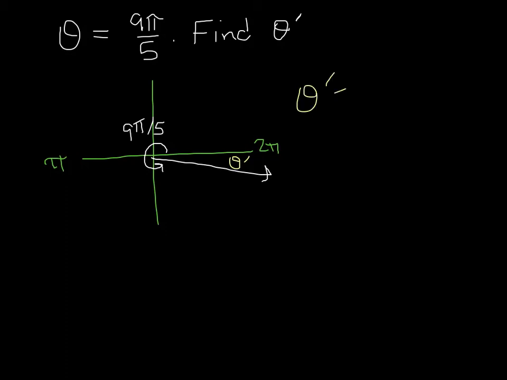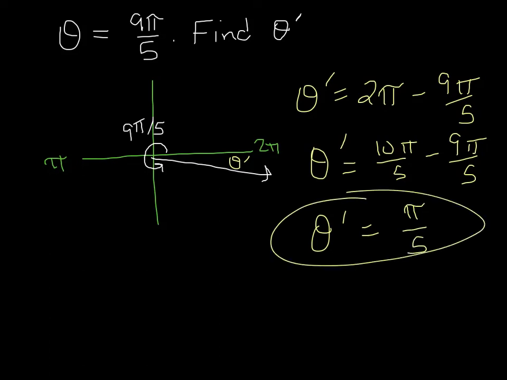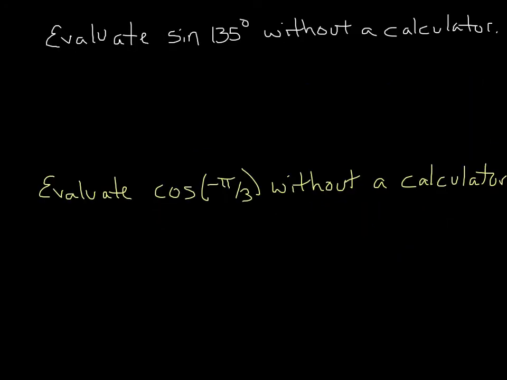So theta prime is going to be 2 pi minus 9/5 pi. You always need to take the larger of the two, the x-axis or the angle I have, and then subtract, because remember, theta prime, our reference angle, always has to be positive and it always has to be acute. 2 pi is the same thing as 10 pi over 5, minus 9 pi over 5, which means that our reference angle theta prime is simply 1/5 pi, or pi over 5. And there's our reference.